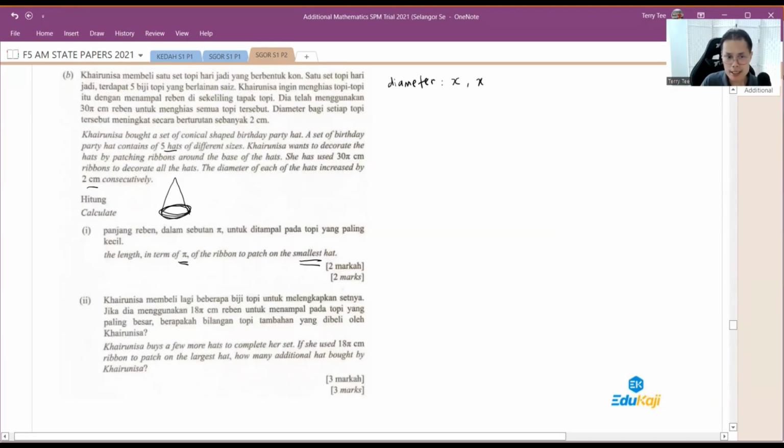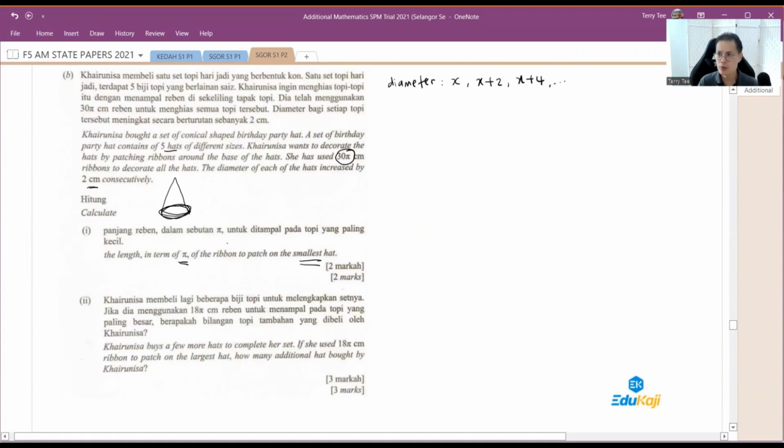So the second one has to increase by how many? 2 cm. The diameter increases by 2. So x plus 2, next one is x plus 4, and so on. You have 5 of them. Okay, so we know that she has a total of 30 pi. That means your Sn is 30 pi.